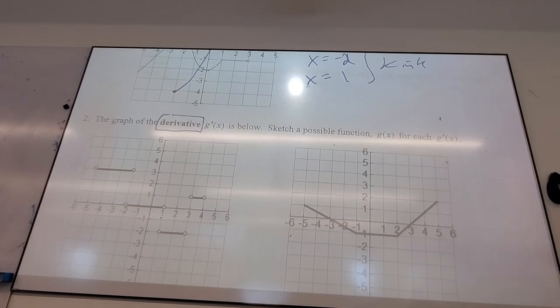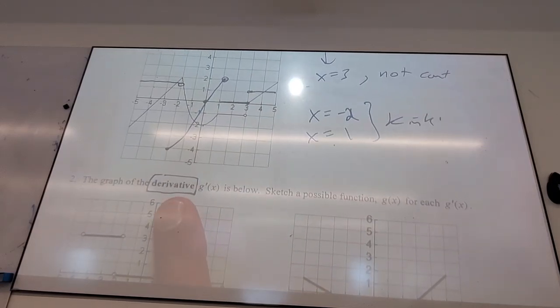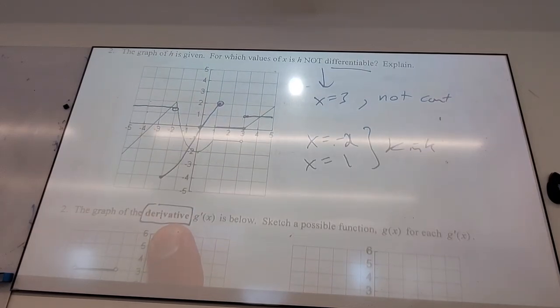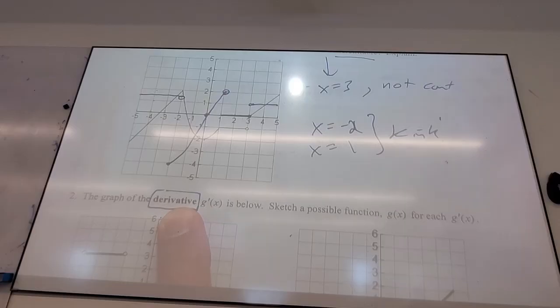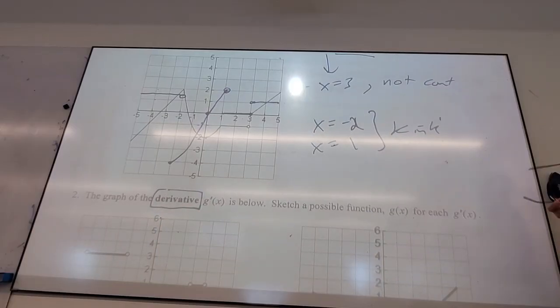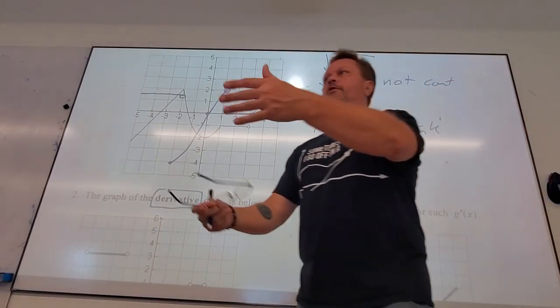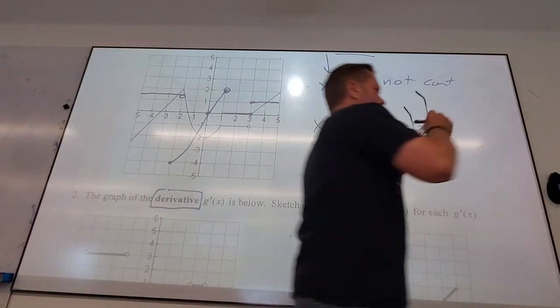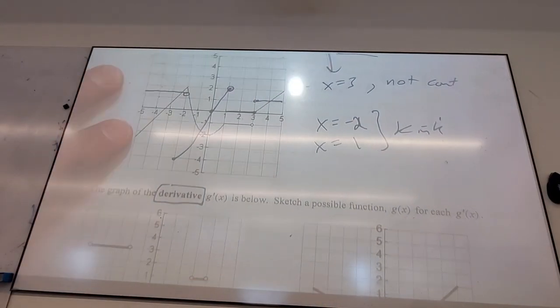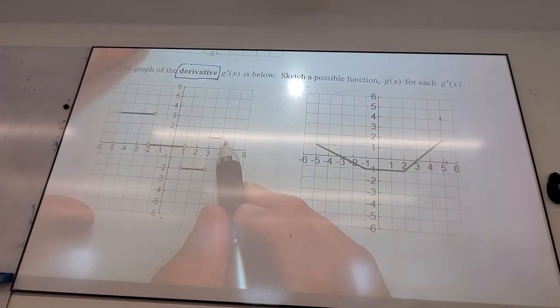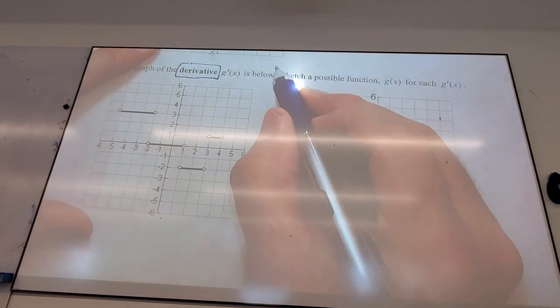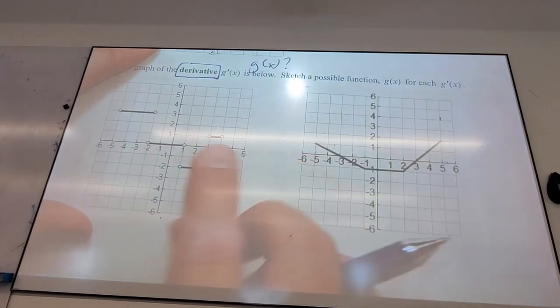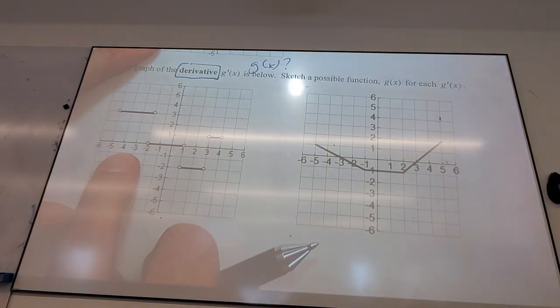What does that word derivative mean? Slope, exactly. Derivative is the calculus word for slope. So this number 2, it gives me the slope, the derivative here. So what is the slope of g? What is the slope of g between -5 and -2?